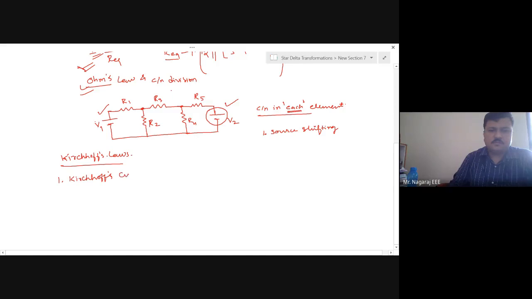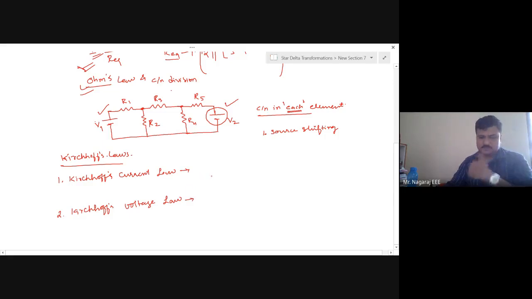Kirchhoff's current law and Kirchhoff's voltage law. Can anybody state Kirchhoff's current law? The current entering the node is equal to the current leaving the node. No, that is not Kirchhoff's current law. That is a result of Kirchhoff's current law.